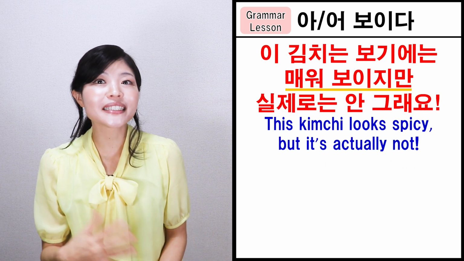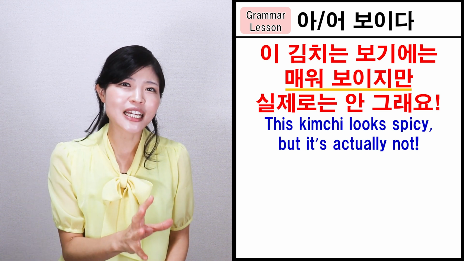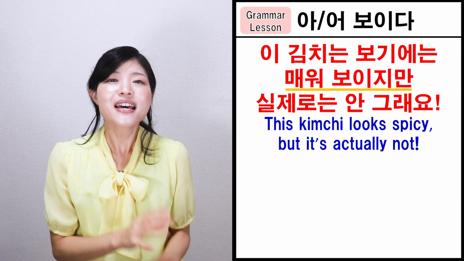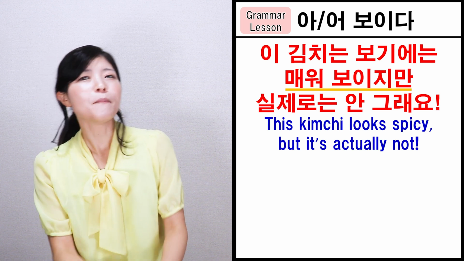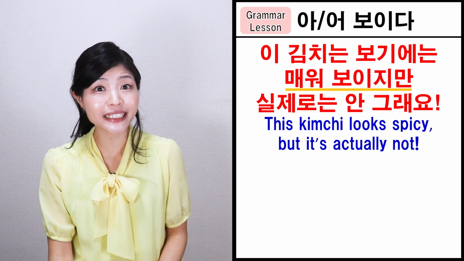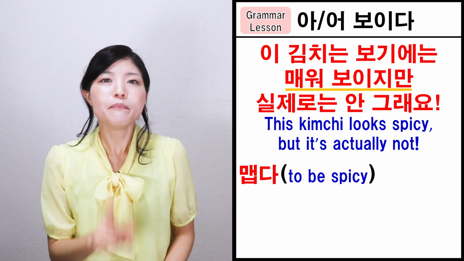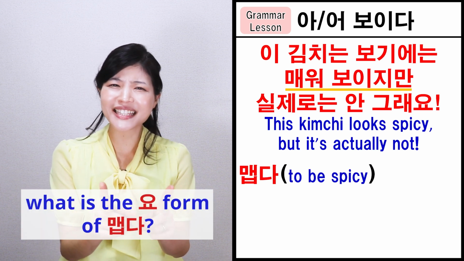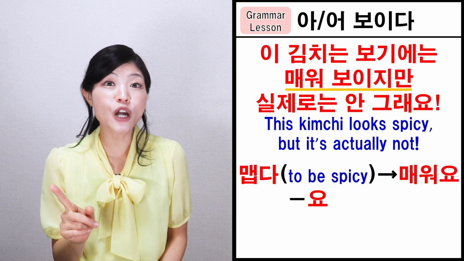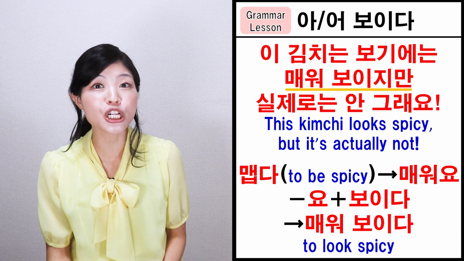Next, let's look at an example sentence that says it's not what it looks like. 이 김치는 보기에는 매워 보이지만 실제로는 안 그래요. This kimchi looks spicy, but it's actually not. It's true that some kimchi looks super spicy, but some are even sweet. Did you notice this? Anyway, here, 맵다 is to be spicy. What is the 요 form of 맵다? It's 매워요. So you remove your 요 from it, goodbye, and attach 보이다 to make 매워 보이다, to look spicy.